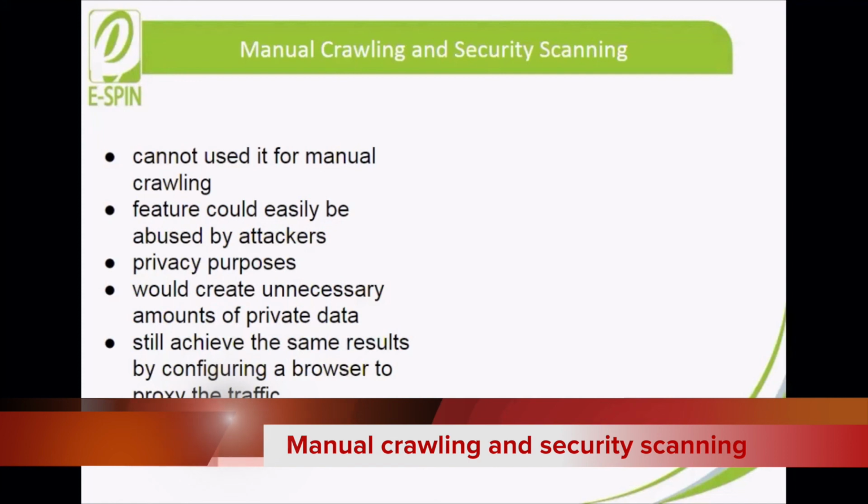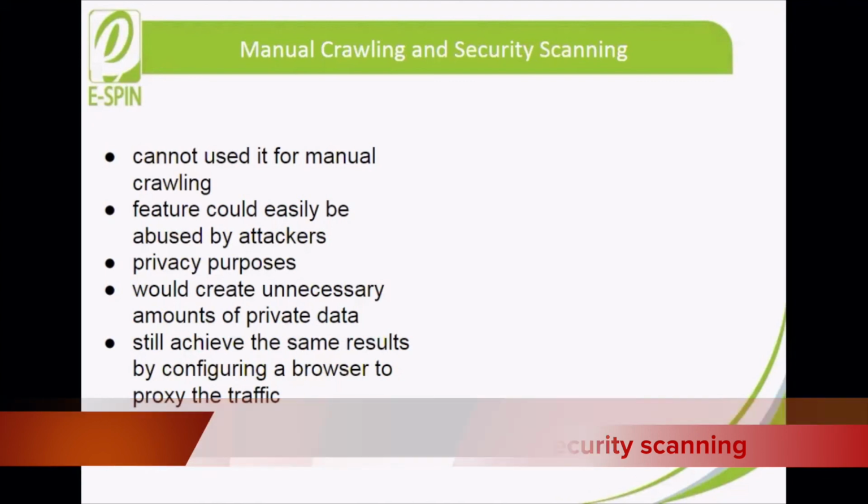The other reason is privacy. While we ensure that we don't store sensitive user data such as browsing history on our server, we understand that having the manual crawling feature on our Netsparker Enterprise product would create an unnecessary amount of private data, which we always try to avoid. However, you can still achieve the same result by configuring a browser to proxy the traffic through a local proxy and capture the traffic. Once you capture the traffic, you can import the capture to Netsparker Enterprise and launch the scan.